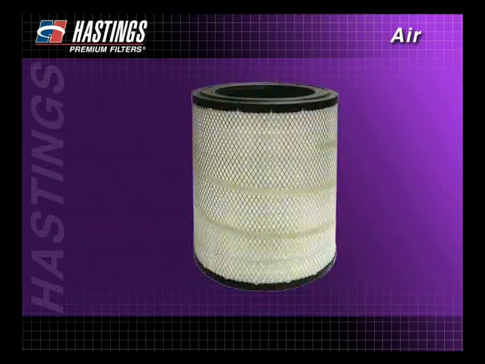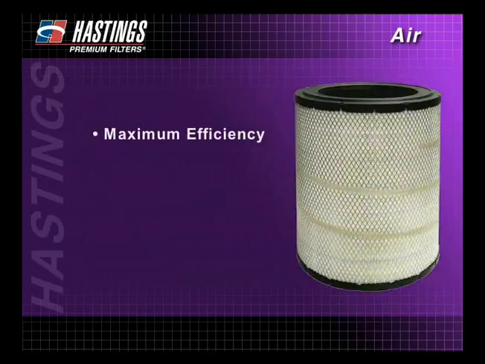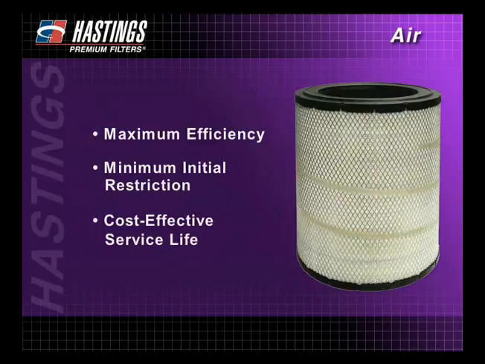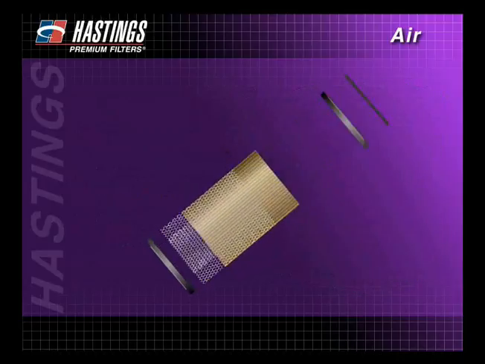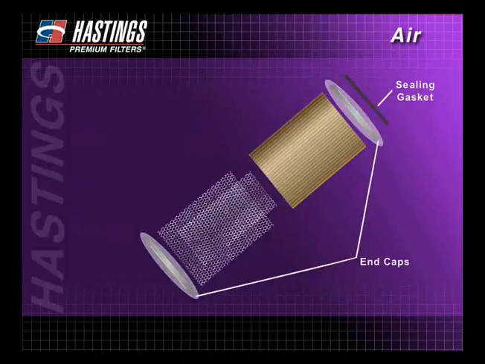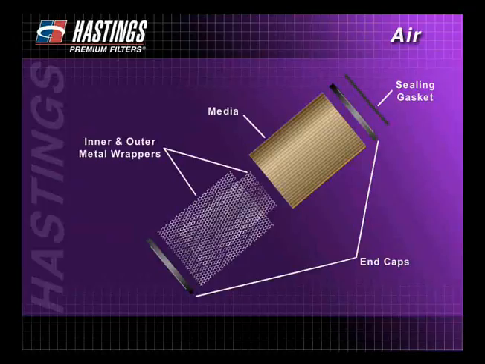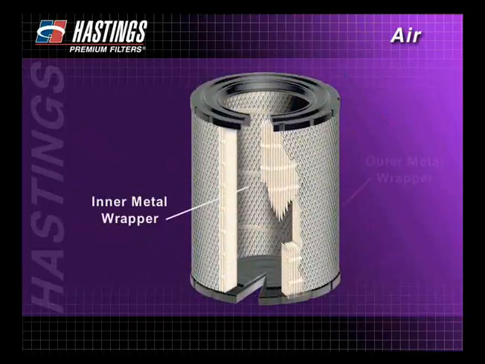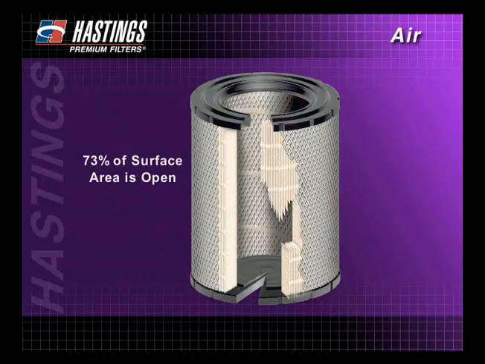Every Hastings air filter is designed to have an efficient balance of three important characteristics: maximum efficiency, minimum initial restriction, and cost-effective service life. The primary components of a typical air filter element are the sealing gasket, the end caps or molded ends, the inner and outer metal wrappers, and the media. The inner and outer metal wrappers protect the filter media and provide structural strength for the completed filter. At least 73% of the surface area of all Hastings metal wrappers are open, allowing minimal airflow restriction.